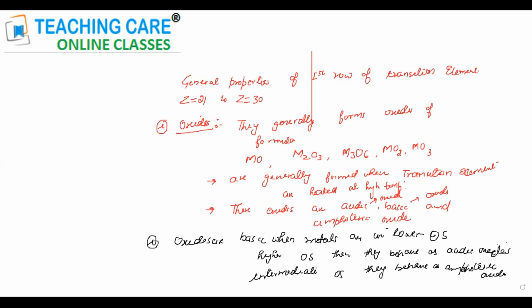See whether it is given as the first row of transition element. Yes, the first row of transition element is given, that is 21 to 30.